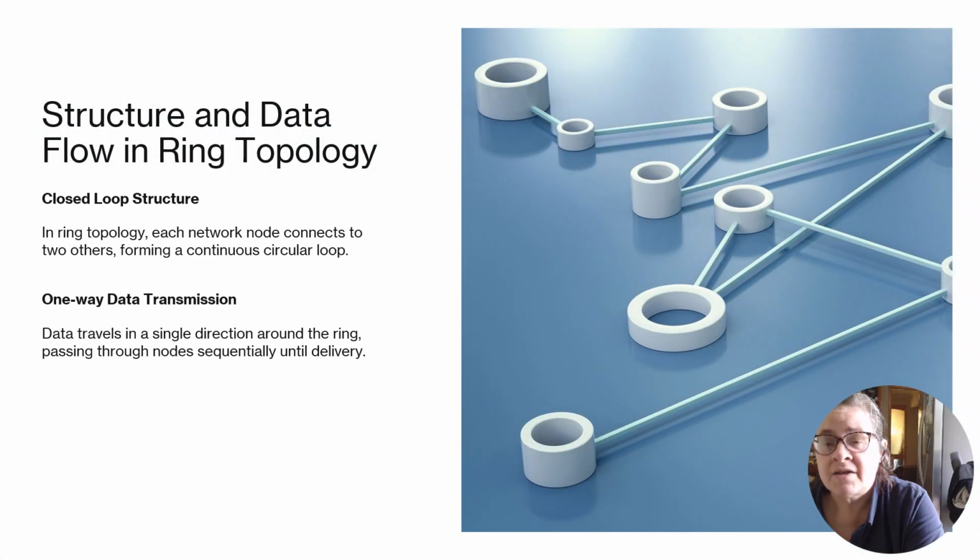Each node connects to exactly two other nodes, forming a closed loop. Data travels in one direction around the ring, passing through each node until it reaches its destination.